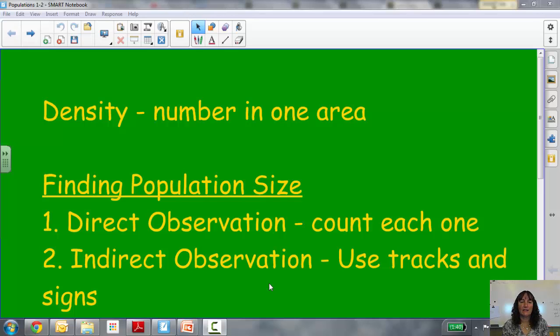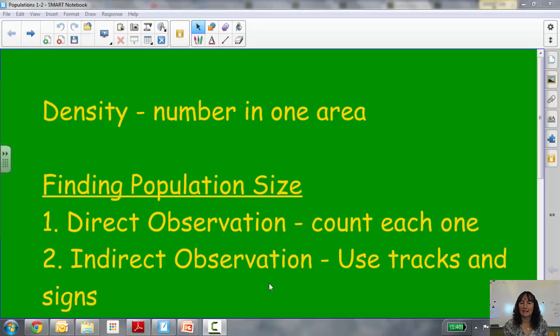So there's a few different ways scientists use to find the populations of wild animals. One of those is direct observation, which means just that. You count every single animal, which would be a pretty big job if you had to do that for all the animals in the world. So that's one that they just use for smaller populations of animals.